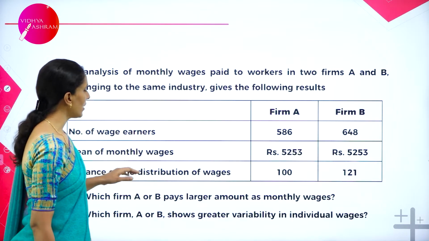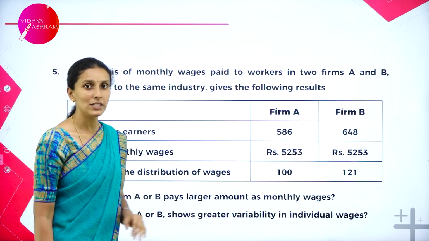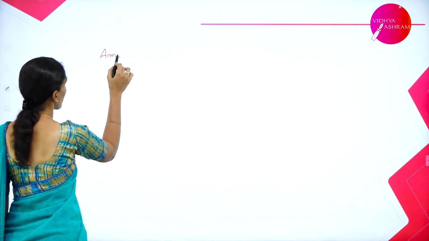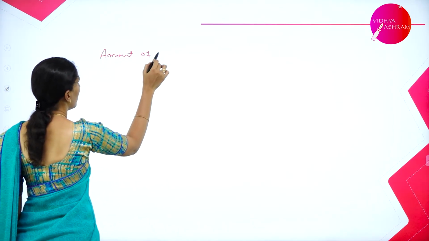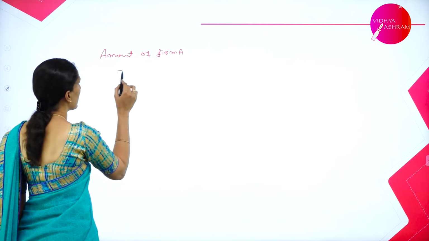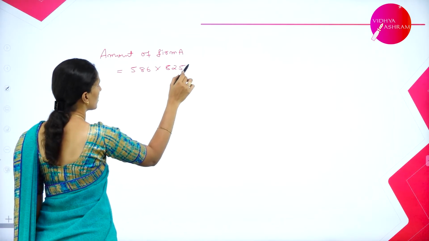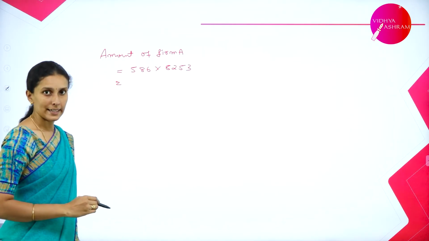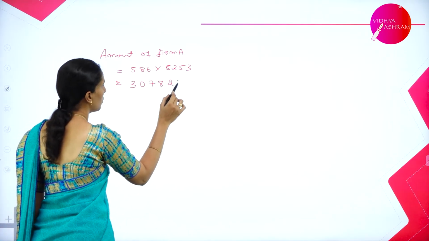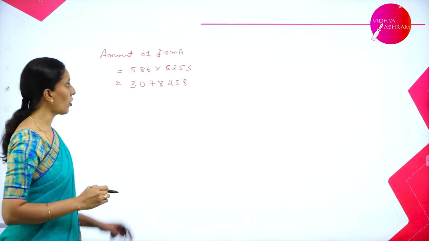First let us find the amount of monthly wages of firm A as well as firm B. So the amount of firm A is equal to 586 times 5253, and when you multiply this, the value is equal to 30,78,258. Similarly, let us calculate the amount of firm B.